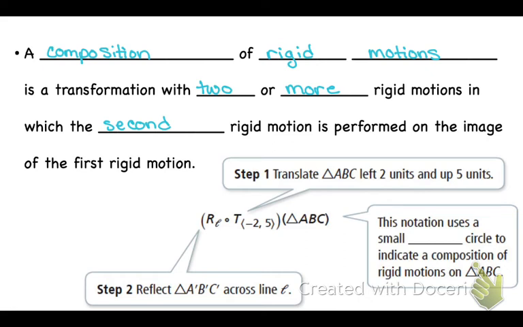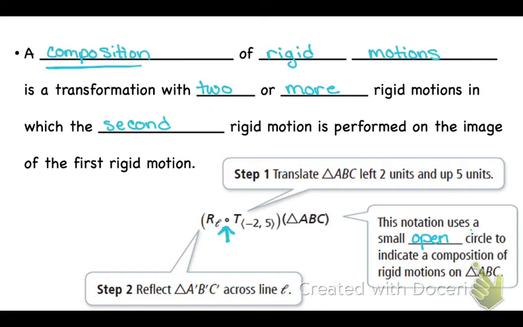So first of all, we have the symbol for composition. Down here it says this notation uses a small open circle to indicate a composition of rigid motions. Do you see this open circle right there? Yeah, that one. It looks like a degree symbol, but it's not up high. It's where a multiplication symbol would be, but it's not filled in. It's open. So it means composition. When you're in Algebra 2, we will start compositions of actual functions, and we use the same symbol as well.